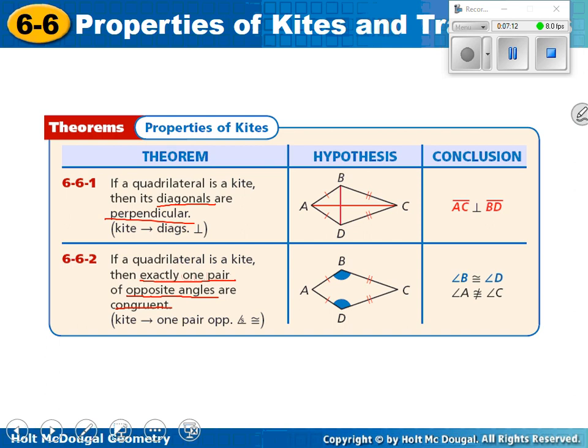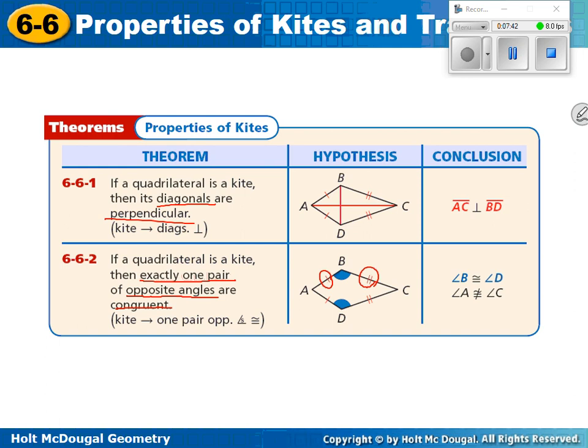Okay, it's going to be the 2 pairs that are formed by the 2 sides that are not congruent. The 2 sides that are not congruent. So when I look at my picture up here, this is A, B, C, D. Which 2 angles will be congruent? Okay, B and D. This angle will be congruent to this angle.